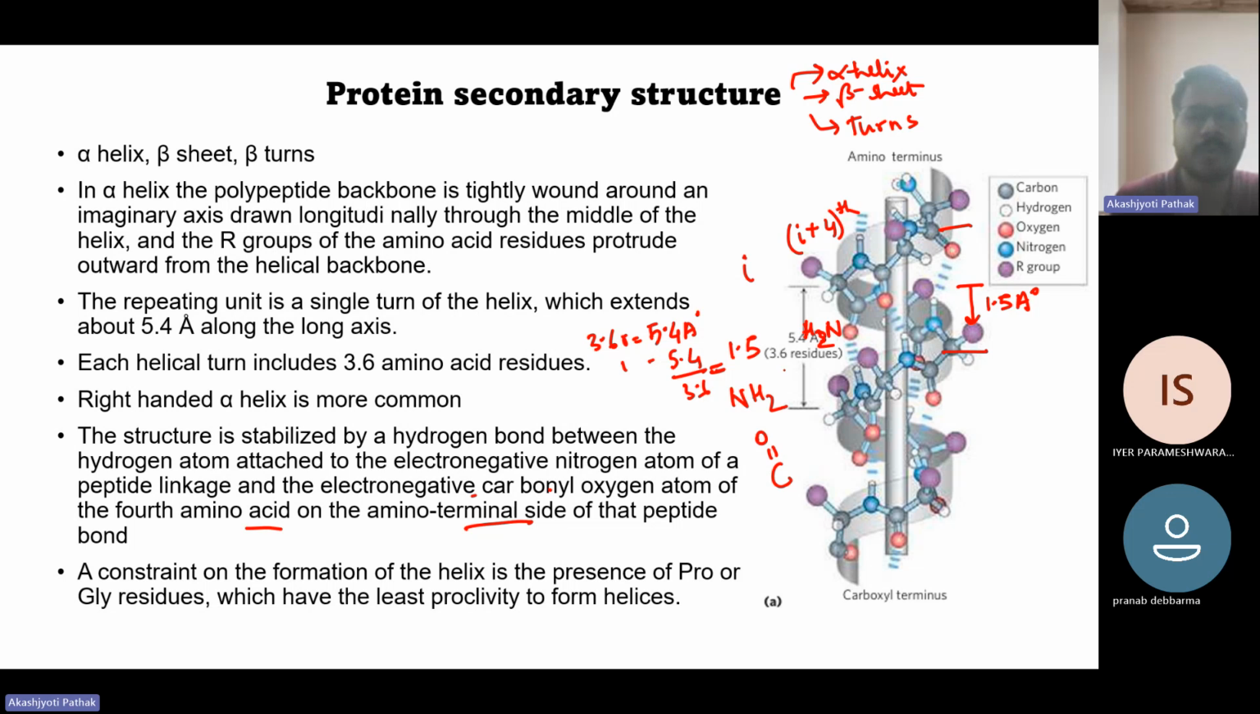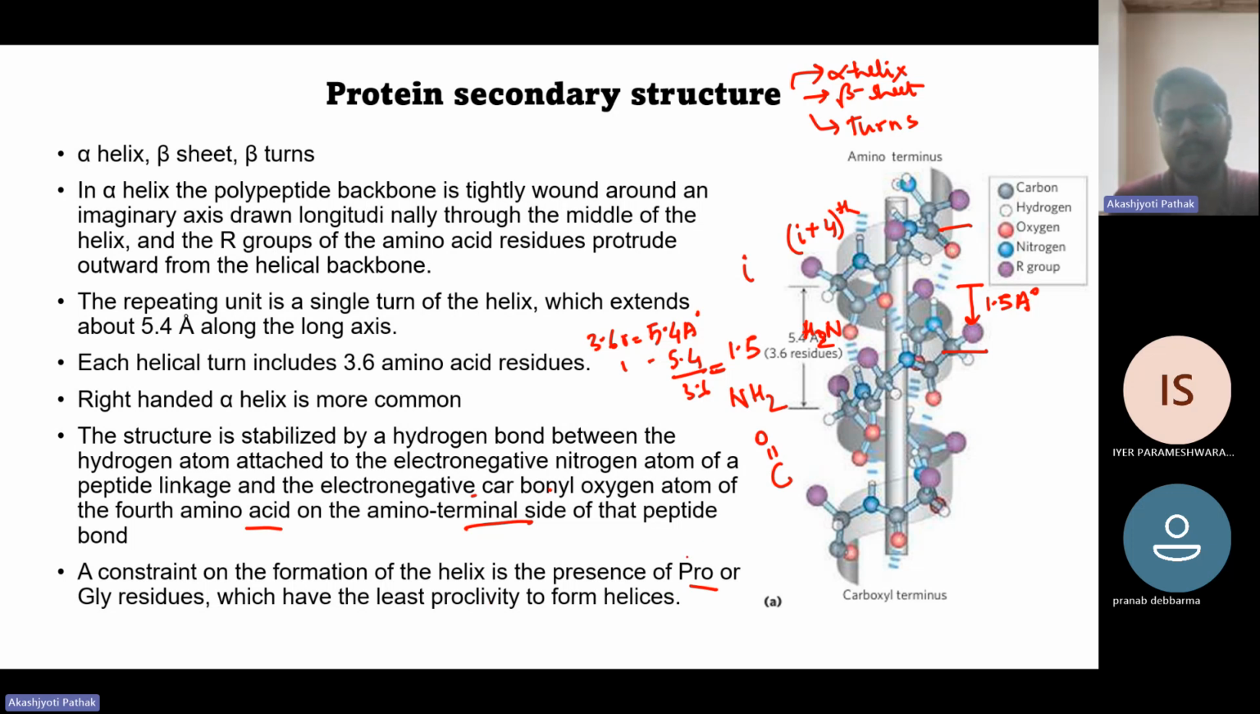And there are different propensities: out of the 20 amino acids, there is a propensity for which amino acid can form hydrogen bonds and which amino acid will not be able to. A constraint on the formation of alpha helix is the presence of proline or glycine residues. You remember that proline and glycine residues have the least proclivity to form helices. And why is it so?